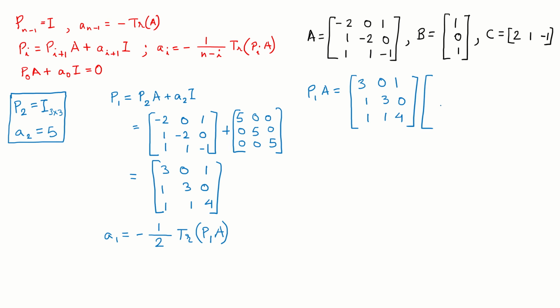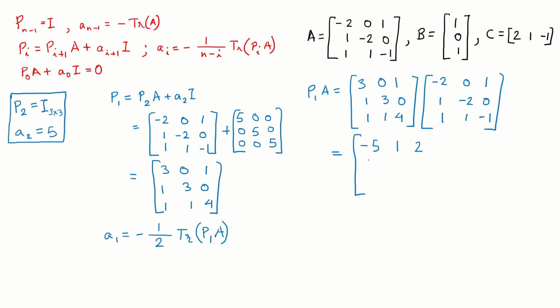What is A? Minus 2 0 1 1 minus 2 0 1 1 minus 1. This will be equal to what? 3 into minus 2 is minus 6, plus 1, minus 5. Next, this element will be 1. I hope you know how to do matrix multiplication. So use your algorithm and you will find the next value would be 2.